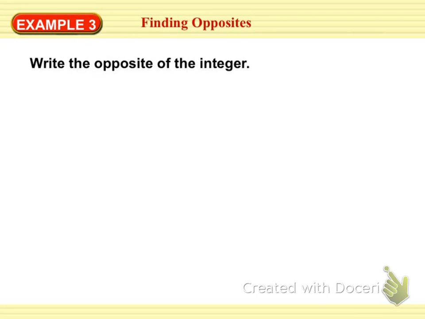Okay, what about opposites? Any number plus its opposite will be equal to 0. Okay, so let's look at 5. It says write the opposite of the integer. So if you are given the number 5 and you're asked to write the opposite, we want the number that added to that would be equal to 0. Okay, so the opposite of 5 would then be -5, because 5 plus -5 equals 0.